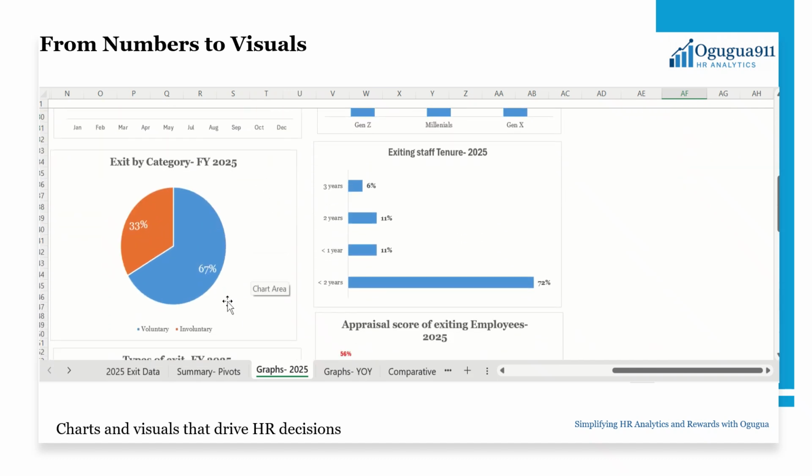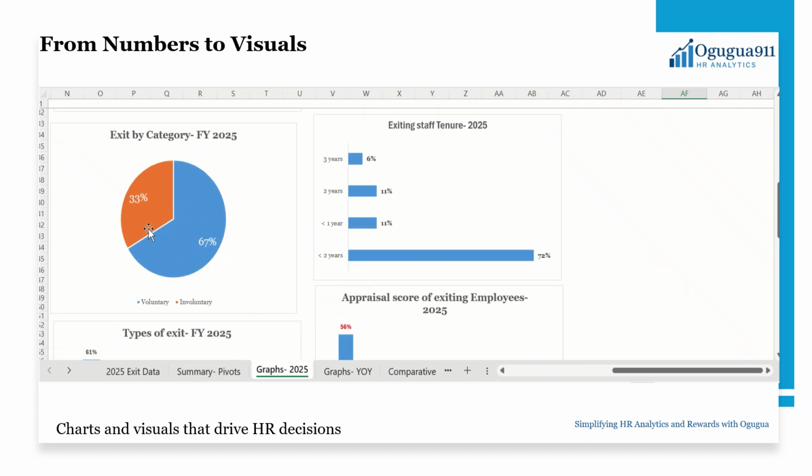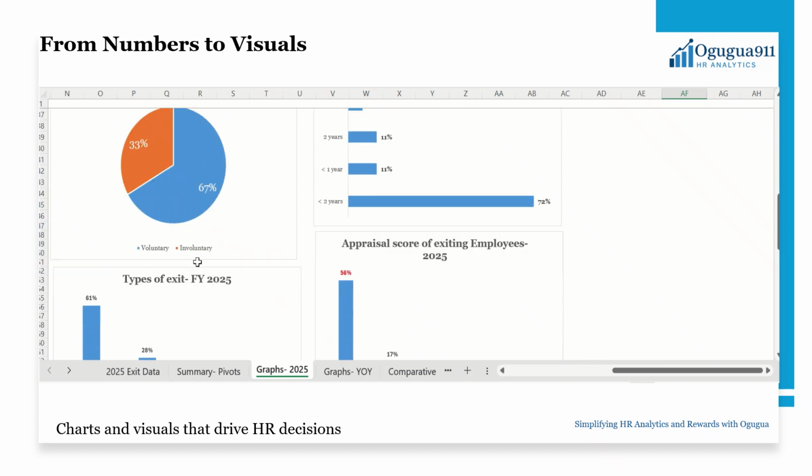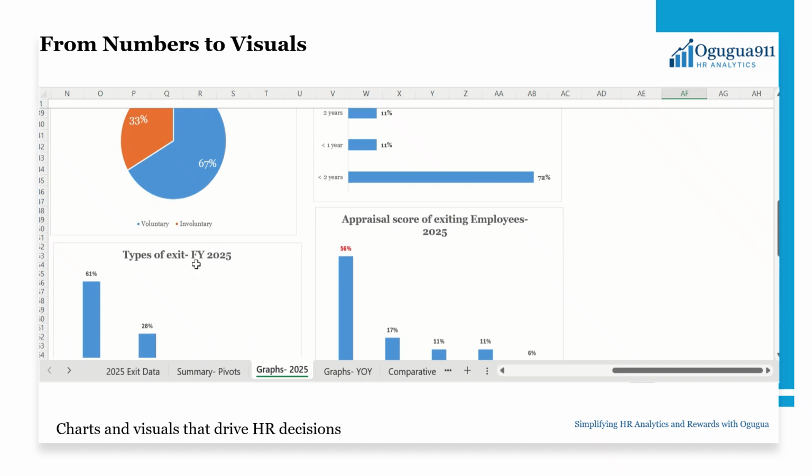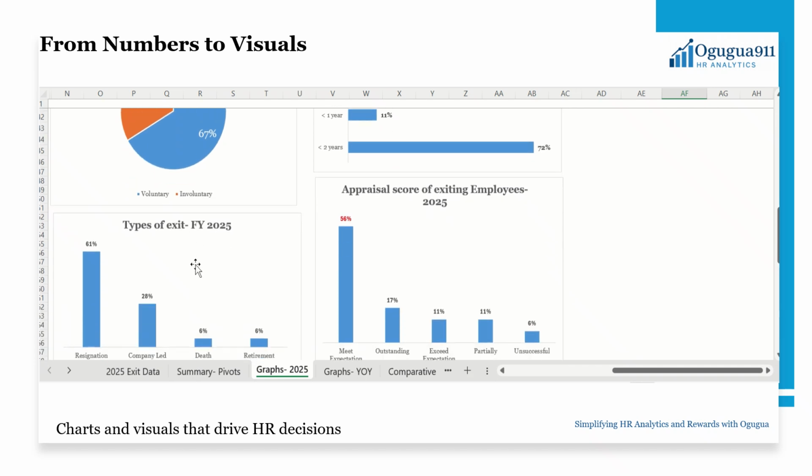Then by category, our voluntary exit is at 67%. This can be good because we are saying we don't want a lot of involuntary exits, maybe termination, bad performance, redundancy. So we want it somewhere around this to about 90%, because as much as we want to delete involuntary exit, there might be people we might ask as HR to leave the business because of consistent underperformance, even after everything has been done to improve their work.